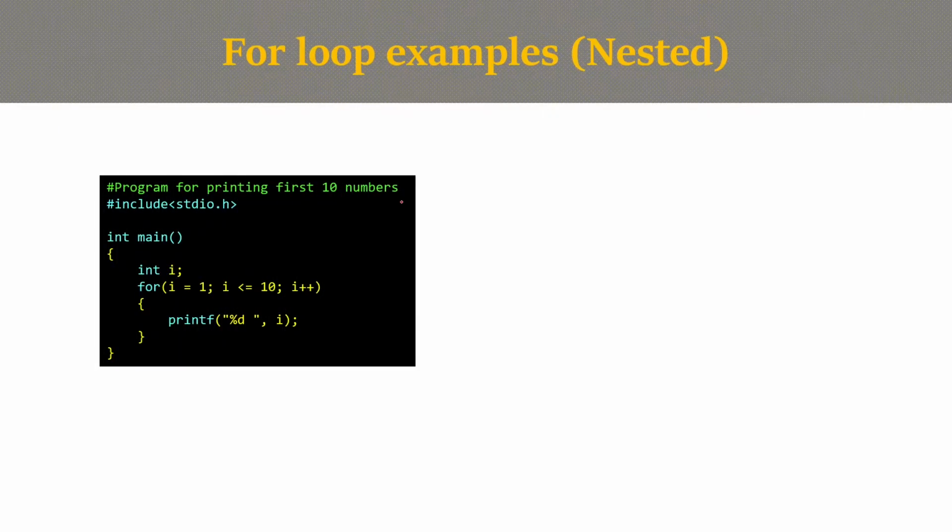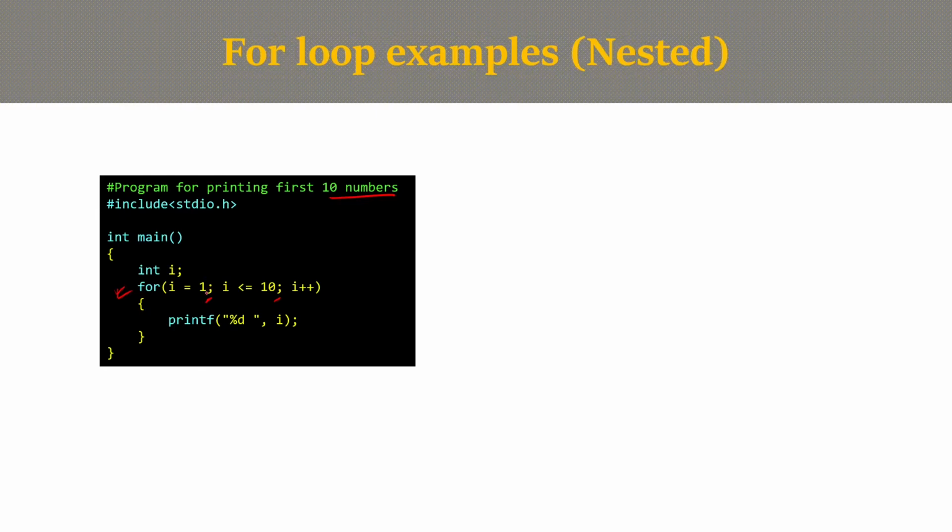So this is a very simple example that I have given, and I have shown this example for the while loop as well. So this is a program for printing the first 10 numbers. What happens here is the initialization, the condition, and the increment or decrement are all in the same line, which are separated through a semicolon, right?